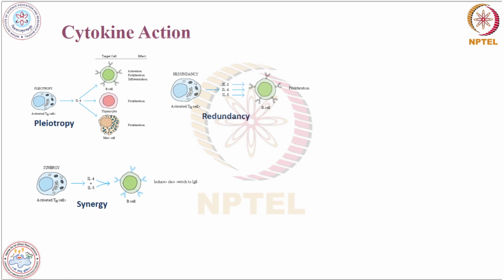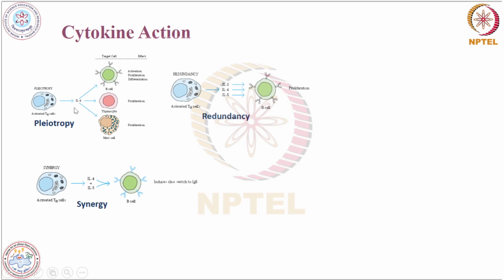So what is happening here? A single cytokine affects multiple types of cells, and each cell responds differently. For example, interleukin 4 is released from the activated T helper cell. If interleukin 4 signals to a B cell, then it will start activation, proliferation, and differentiation. Like it will start growing and maturing.